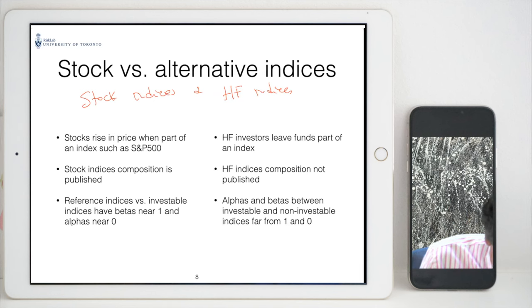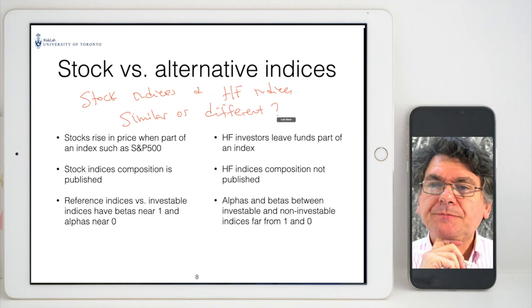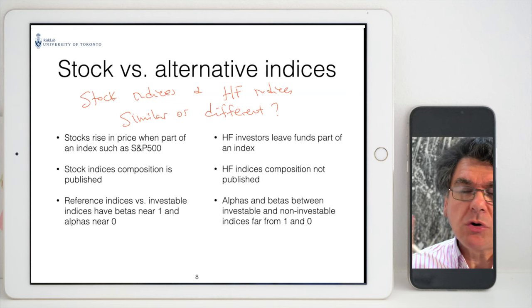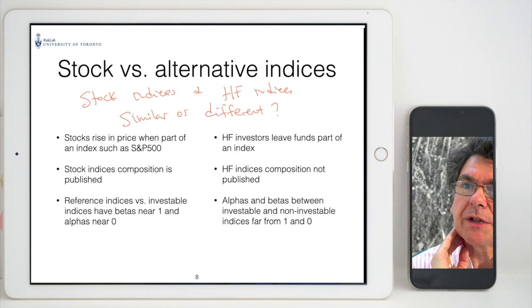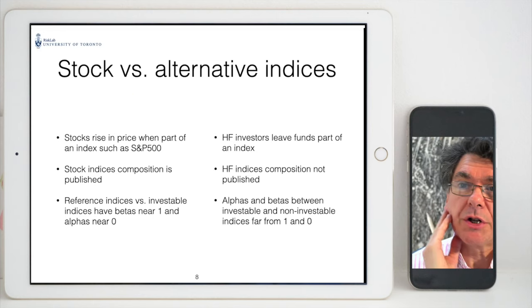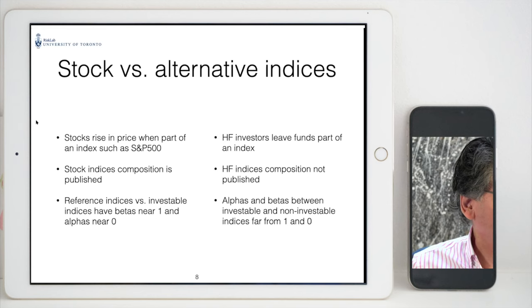Similar or different? How can we do this? When there's only two, it's very easy. The correlation will do it for you. If you have more, you have to use linear regression. But when there's only two that you're comparing, the correlation is all you need. So the correlation of what? How can we do this? The correlation. It's here.